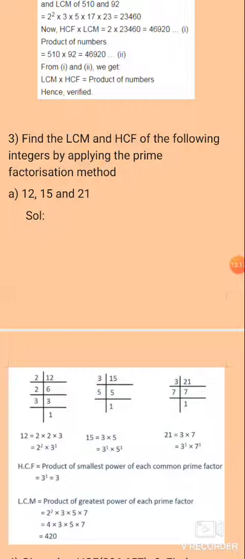Okay. Then product of the smallest power of each common prime factor. Here only 3 is the common factor. So no need of taking the product. Just write that 3 as the HCF.